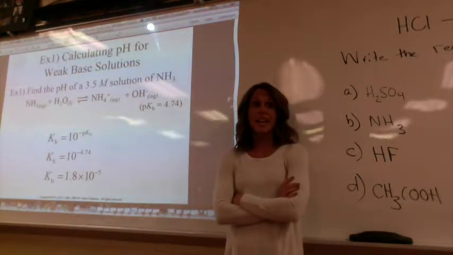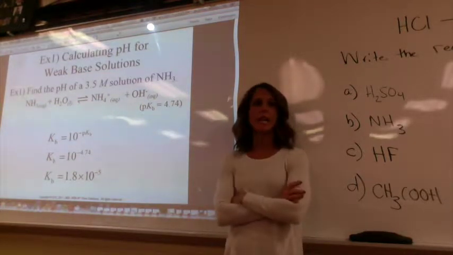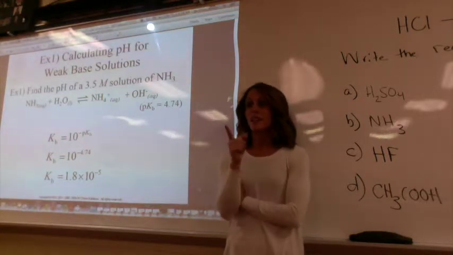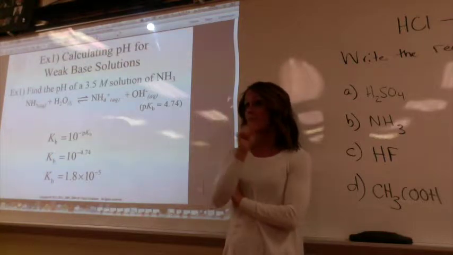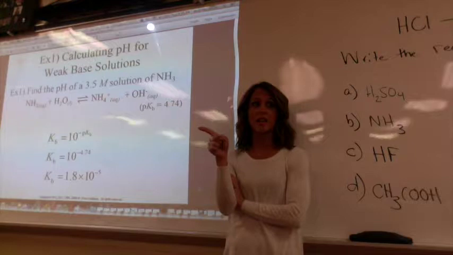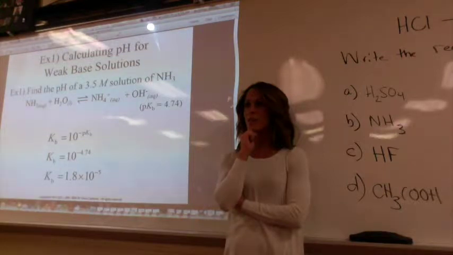I could give you a Ka and still ask you to do it for a base. What do you do if I give you a Ka and you recognize, hey, this is a base? Not that one. That would be if I gave you a pKa. If I gave you a pKa, then you could do 14 minus the pKa to come up with the pKb. I would do Kw. Right, Kw is equal to Ka times Kb.